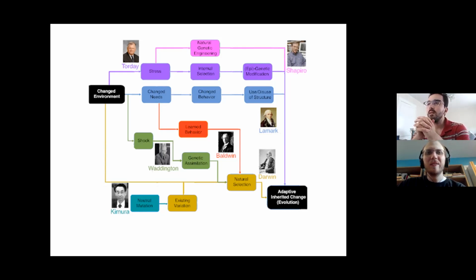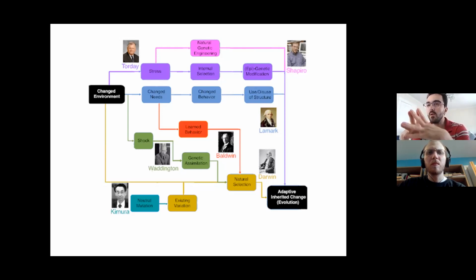We're dealing with two issues, right? How do we get from a changed environment to evolution, to adaptive, inherited change? And there are several ways we can go. We can talk about the effect of existing variation and its interaction with natural selection. That's the conventional Darwinian thought, although, as I mentioned before, Darwin wasn't opposed to other mechanisms; in fact, he proposed other mechanisms besides existing variation.